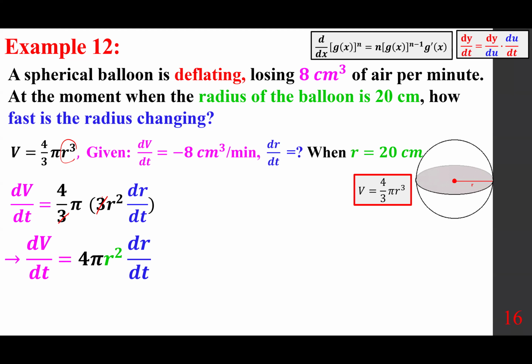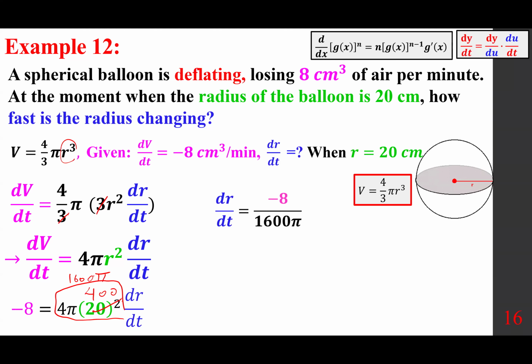And we get 4 pi r squared dr/dt. We have a choice. We can solve for dr/dt, or we can plug in. If we plug in dV/dt is negative 8 and r is 20, 400 times 4 becomes 1600. So we are dealing with 1600 pi here. So dr/dt is negative 8 divided by 1600 pi.